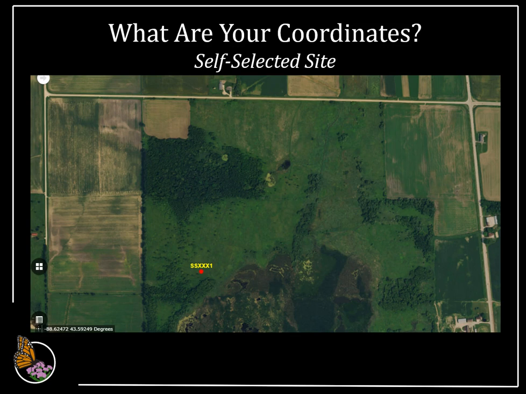If you self-selected a site, search the location in the IMMP self-selected mapping tool. Then look for the coordinates on the lower left side of the map. The coordinates move as you move your cursor around. Click the crosshairs next to the coordinates so that you can click on the desired monitoring point to get the correct coordinates.